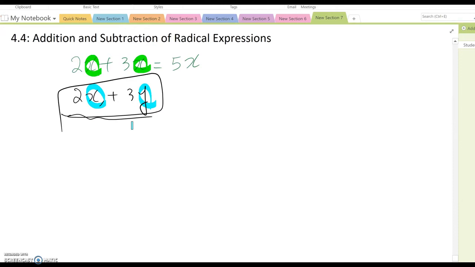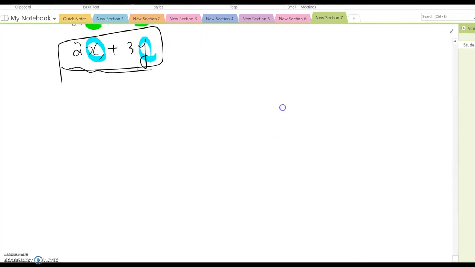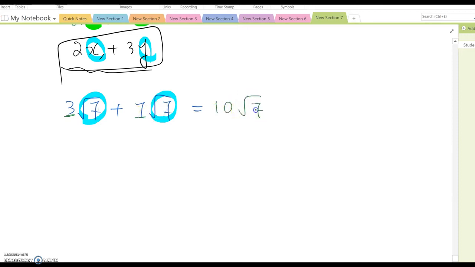With radical expressions, we can apply the same concept. One example: 3 root 7 plus 7 root 7. Check whether they are the same radical form. As you see, they are the same radical form, so you can combine these numbers, which is 10 root 7. However, if we have different radicals such as 2 root 5 minus 3 root 6, because the radical terms are different, we just leave it as is.